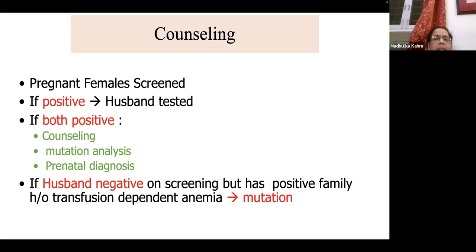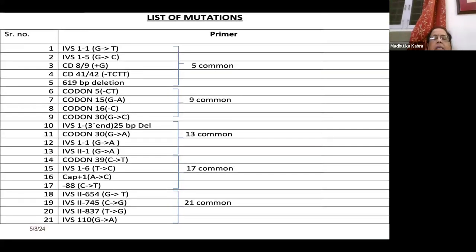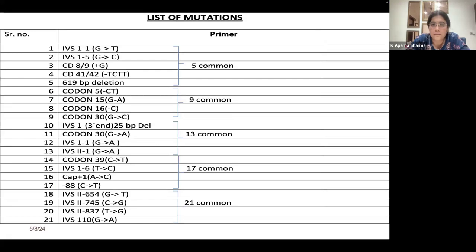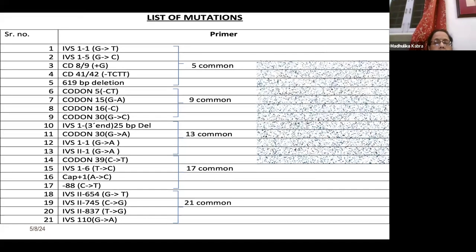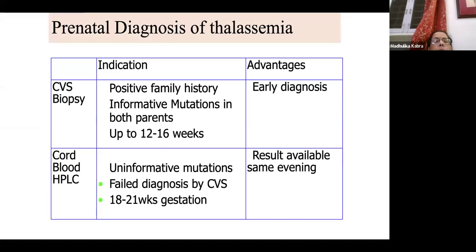You can move to the next slide. So basically, these are some of the common mutations. Fortunately, there are 5 common mutations in the Indian population, and in places where sequencing is not being done, ARMS is being used, so more than 95% of cases are being identified. That is one important and good thing about thalassemia, that it's easy to identify the mutations. You can go to the next slide, Aparna. So basically, prenatal diagnosis of thalassemia is being done.